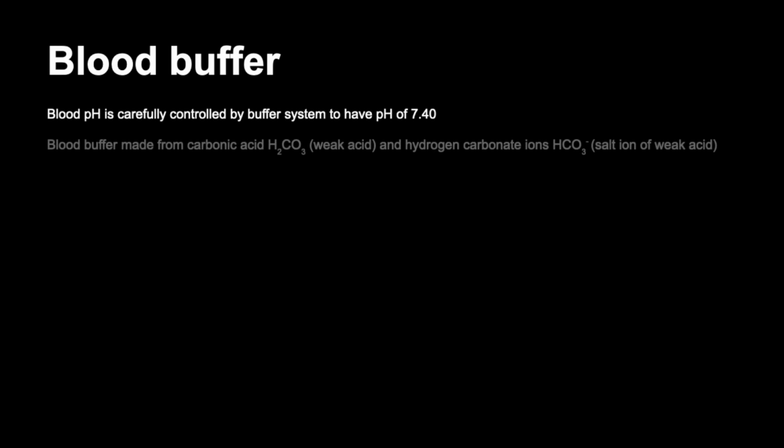Quick slide about the blood buffer system. So blood pH is carefully controlled by a buffer system to have a pH of 7.40. So what's the blood buffer made from? It's made from carbonic acid, which is a weak acid, and the hydrogen carbonate ion, which is the salt ion of that weak acid. There's the equation that represents the blood buffer system.